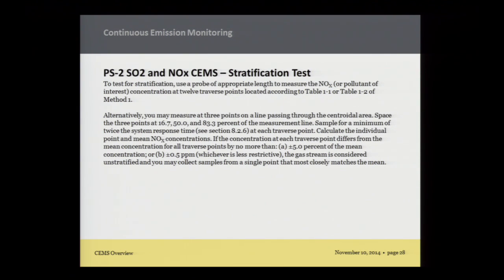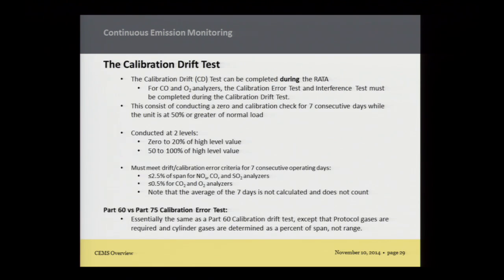So what does all that mean? Well, it means that if you can prove that it's not stratified, you're representative. That's right. Simple. Don't make it hard. So the calibration drift test, it can be completed during the RATA.